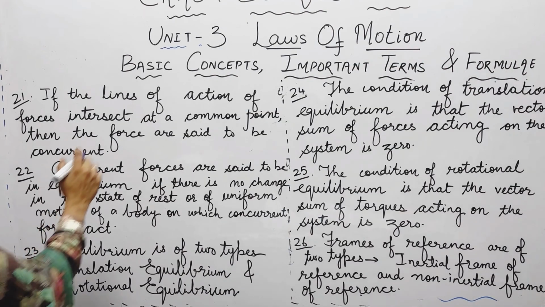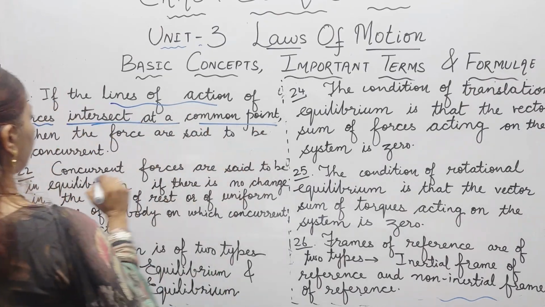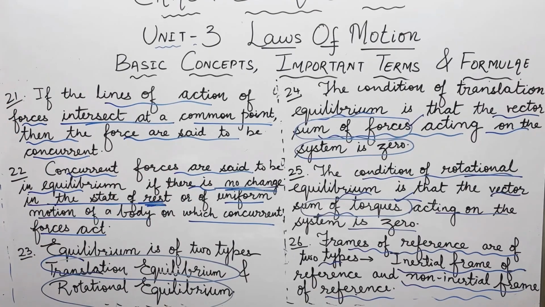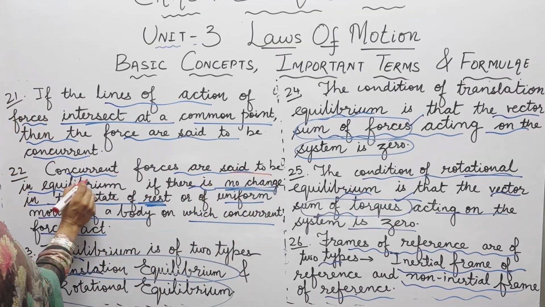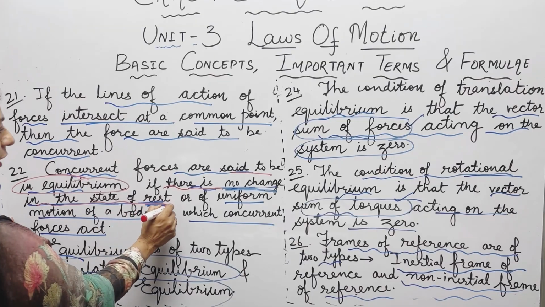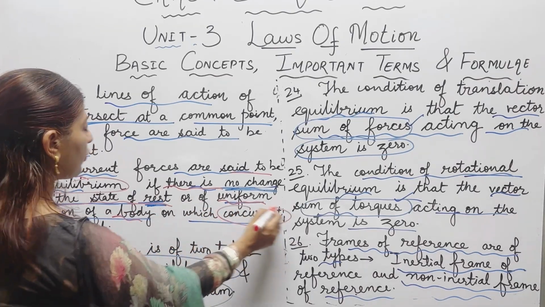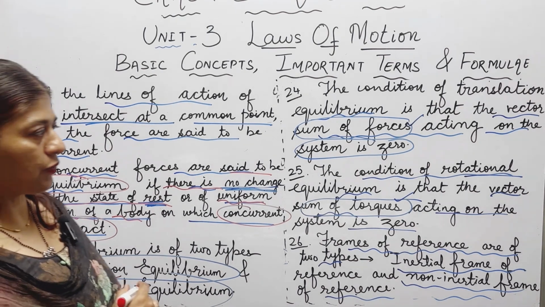If the lines of action of forces intersect at a common point, then the forces are said to be concurrent. Next is about the concurrent forces. They are said to be in equilibrium if there is no change in the state of rest or of uniform motion of the body on which the concurrent forces are acting. Next is about equilibrium. It is of two types. One is translational equilibrium, another is rotational equilibrium.